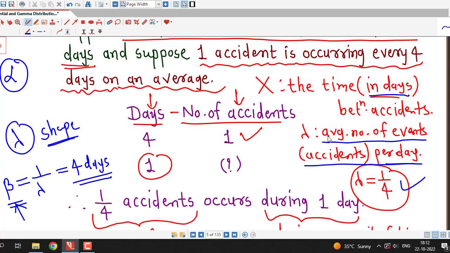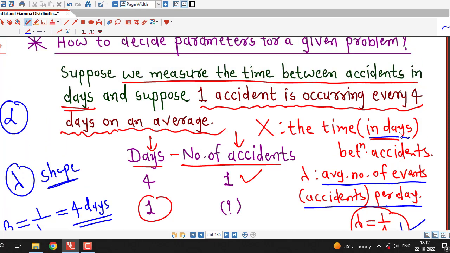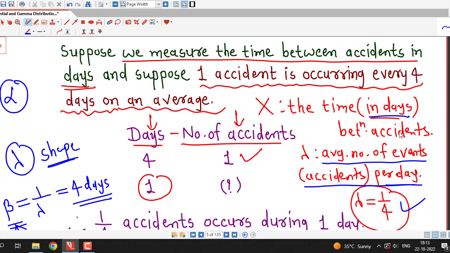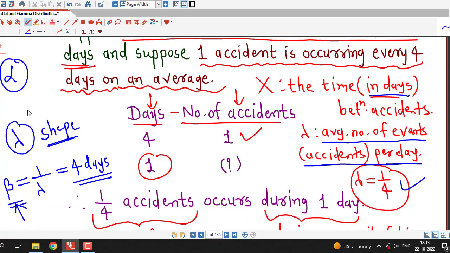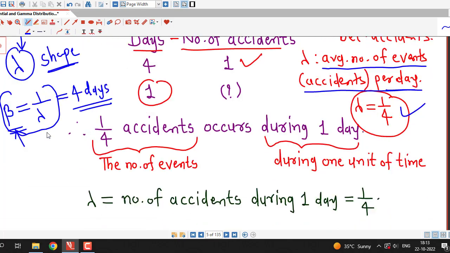So always remember, lambda is the rate of events. Rate of events means the average number of events per unit of time. So from your question, you have to decide what the average number of events per unit of time is. That will give you the value of the shape parameter lambda. And if you want to use parameter beta, then consider beta equal to the reciprocal of lambda.